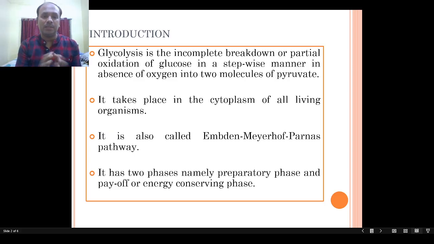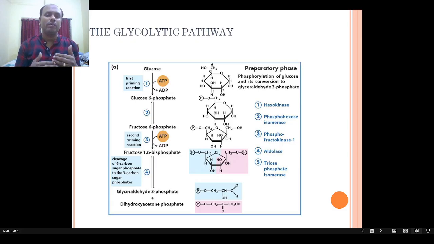Glycolysis is universal. It happens in the cytoplasm of all living organisms, whether they are prokaryotes or eukaryotes, it does not matter. It is also called the EMP pathway or Embden-Meyerhof-Parnas pathway, named after the scientists or researchers who worked on this pathway. So let us begin with the pathway.